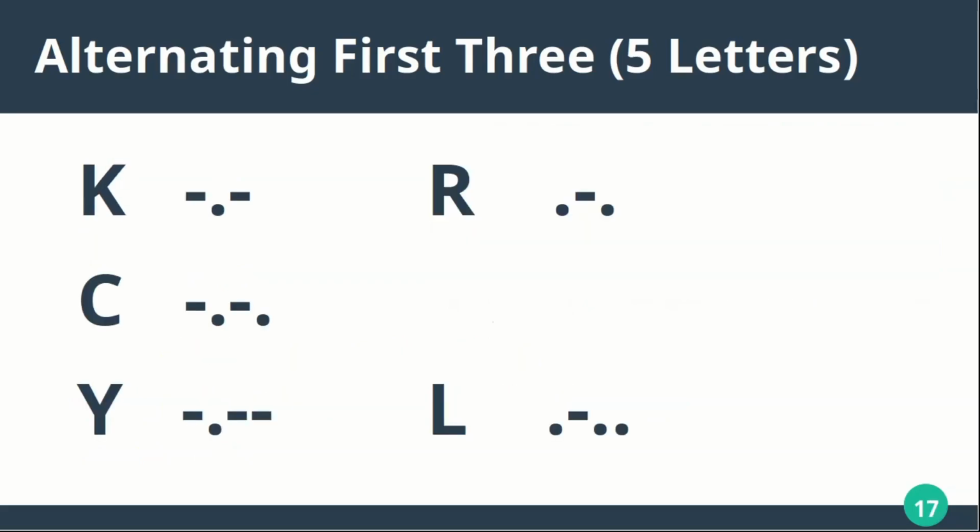So just to recap, we've got K, analogous to R. It's just reversed. K is kangaroo, dash dot dash. R is the reverse, dot dash dot. C becomes like a K, dash dot dash dot. And there's no analog on the right-hand column between R and L. That doesn't exist. And finally, the Y, KY jelly, KCY, dash dot dash dash, that's the Y, and the analog to that is the L, which is dot dash dot dot.